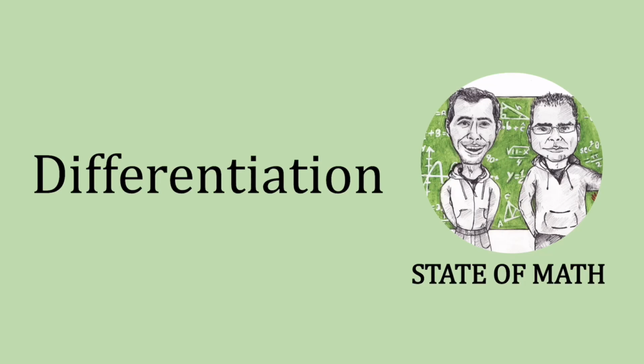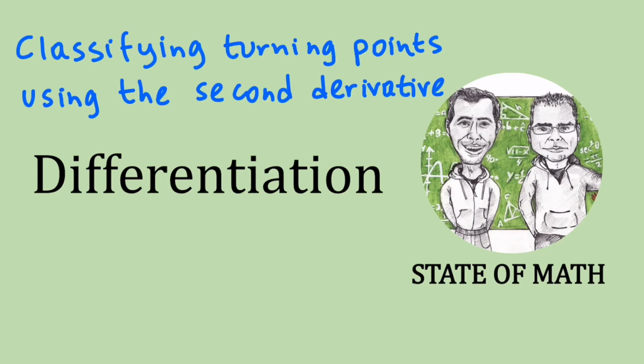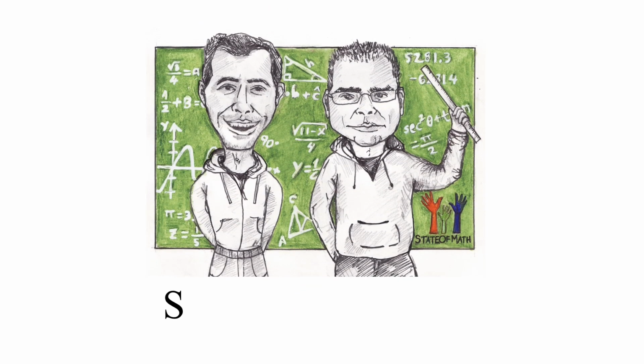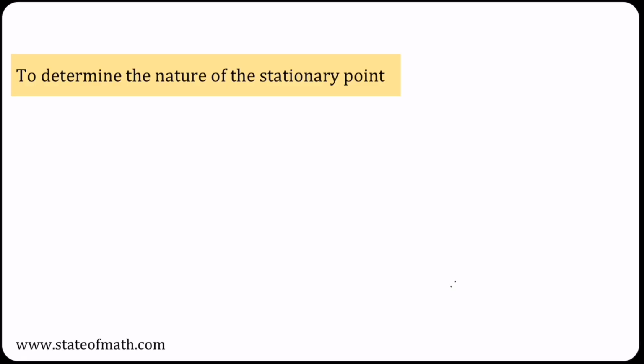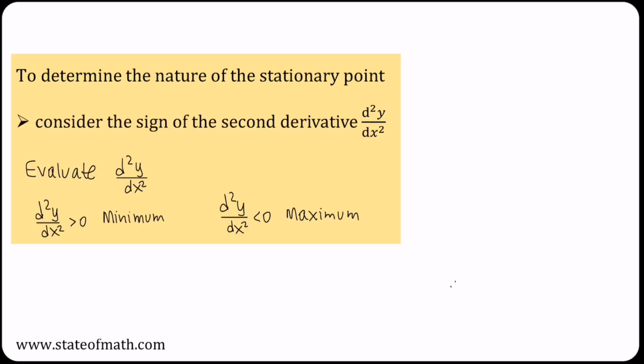In this video, I will explain how to classify turning points using the second derivative. One way of determining the nature of a stationary point is for us to consider the second derivative, d²y by dx squared. In this case, we find an expression for the second derivative.